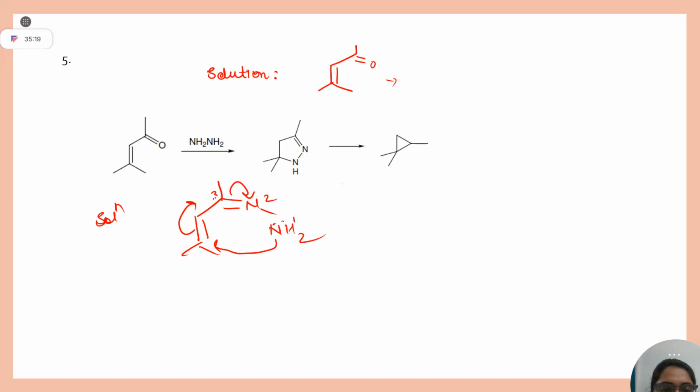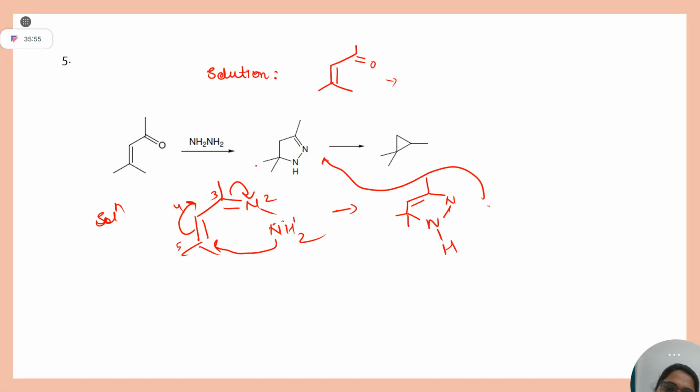1, 2, 3, 4, 5. Okay. N and H. Is this the product right now? Yes or no? Again, what can happen? This can isomerize to this.